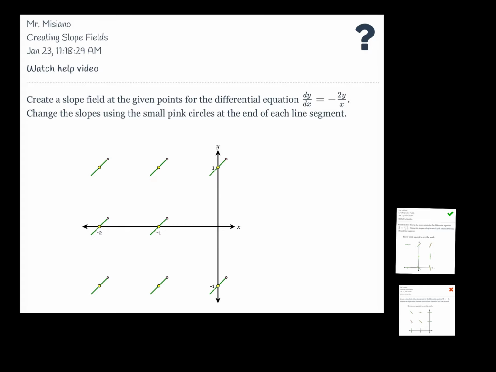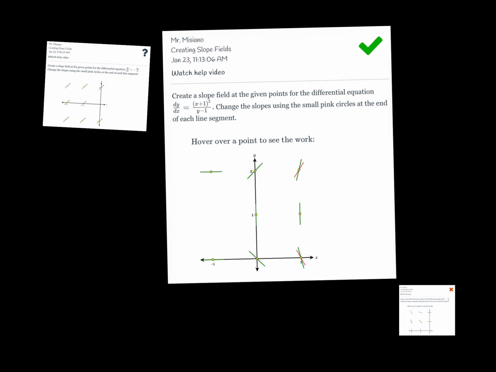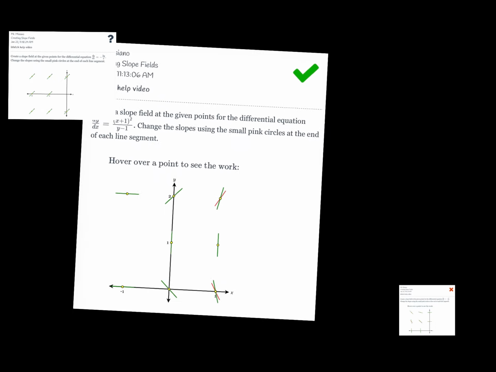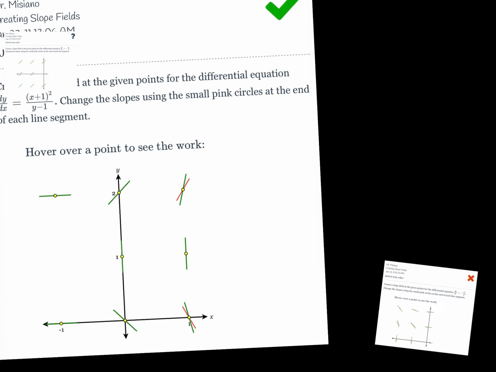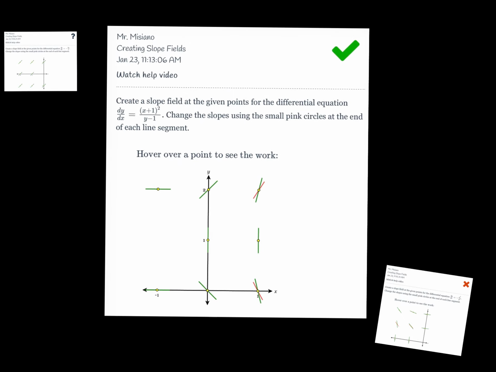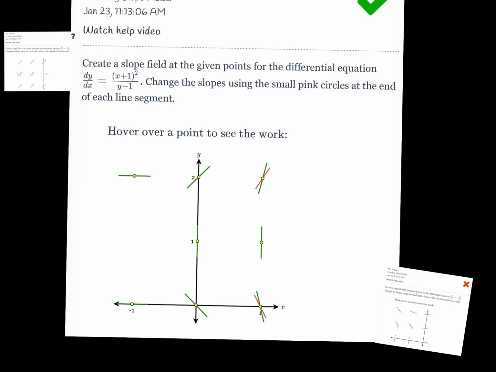So I want to show you the level of detail they get, because I purposely went in there and I did one correct and I did one incorrect. I wanted to show you the level of detail. So this one is correct, okay? And look at what I did here. Horizontals are easy. If it's 0, it's horizontal. If it's undefined, well, this one was undefined. Just make it vertical.